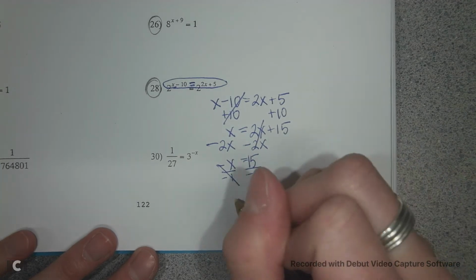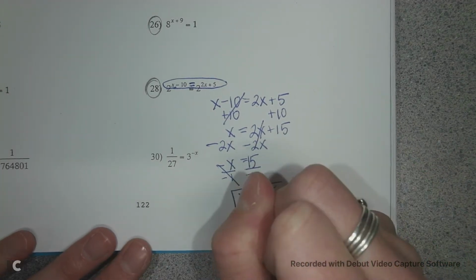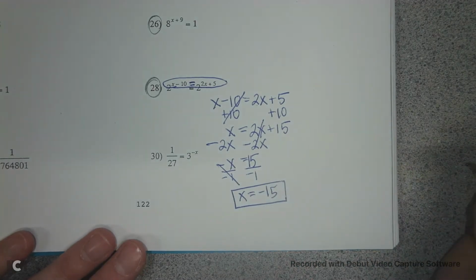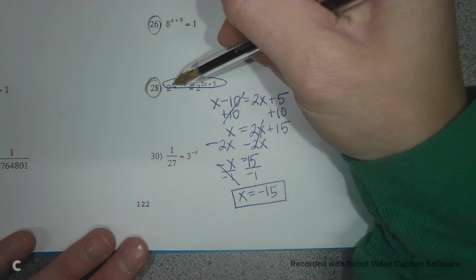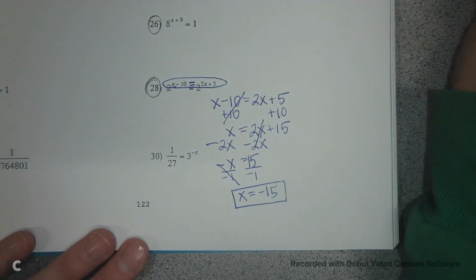But I only have one other number. When I divide my 15 by negative 1, I get negative 15, and that's my answer. So if I plug in negative 15 for this x and negative 15 for this x, the left side and the right side will be completely equal.